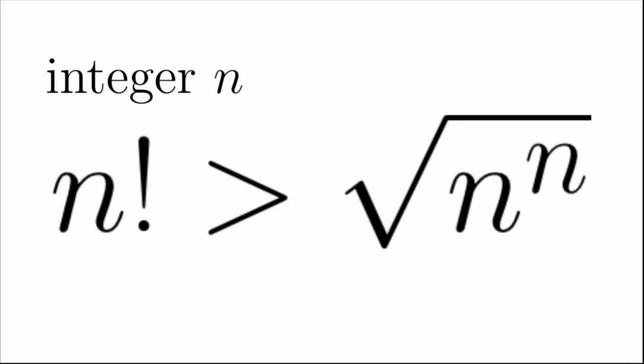In this video, we are going to find integers n such that n factorial is larger than the square root of n to the power n.